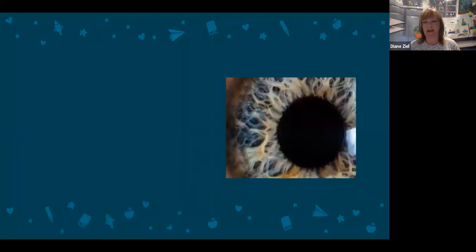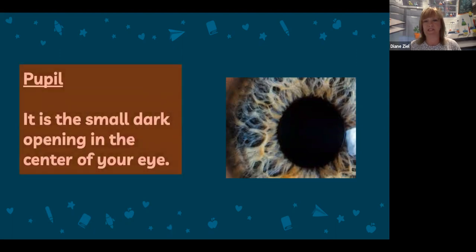This is the black circle that's in the center of your eye, or the center of the iris of your eye. What is this black circle called? If you said pupil, you're correct. Pupil is the small dark opening in the center of your eye that lets light in to your eye.